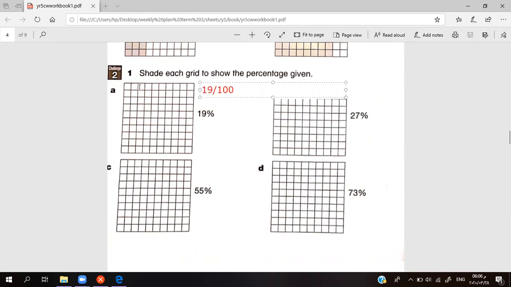Let us see here. 19. So here is a 10. And I will color 9 from the second one. So here is a 19.